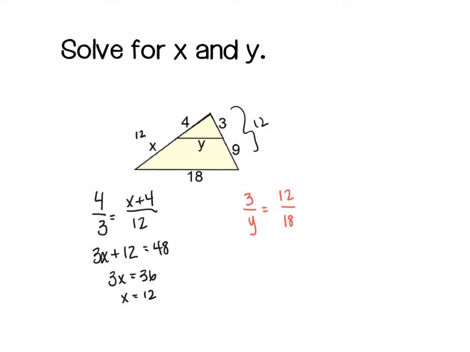All right, so let's go ahead and cross multiply. I have 12y equals 54. And I need to divide by 12, and I get 4.5.